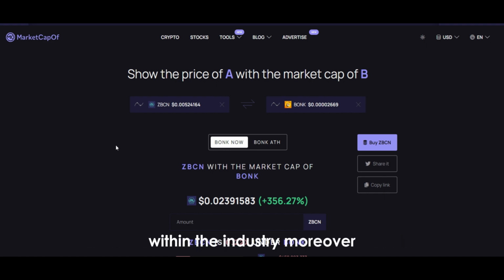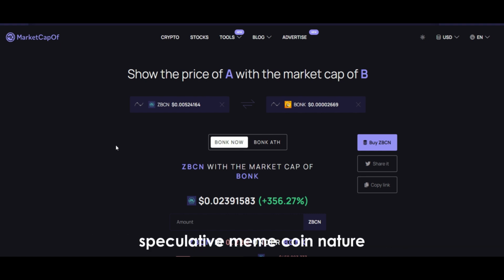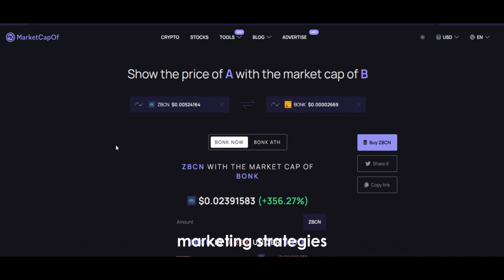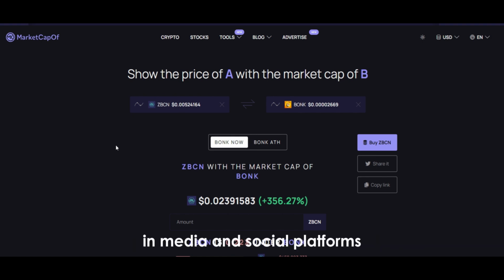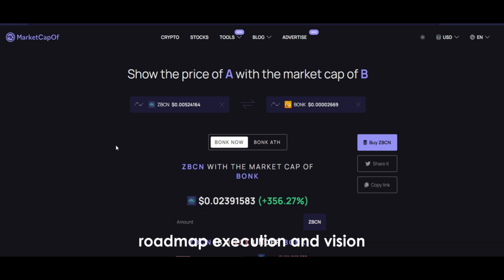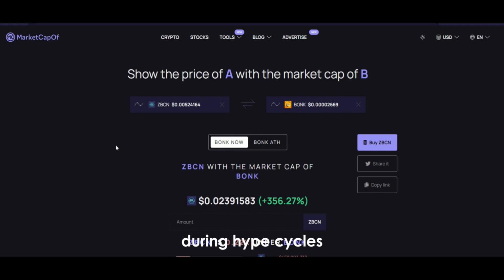position within the industry. Moreover, BONK's current position is not solely due to its speculative meme coin nature, but also the result of good timing and effective marketing strategies. If ZBCN takes similar steps in increasing visibility in media and social platforms, it could achieve and potentially surpass the same level of success. ZBCN's technical infrastructure, developer commitment, community management, roadmap execution, and vision are built on stronger foundations than projects like BONK, which means it has the potential to make more powerful moves during hype cycles.